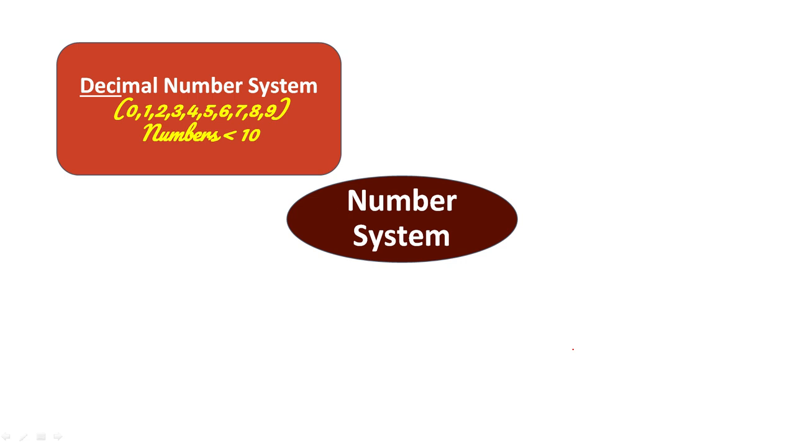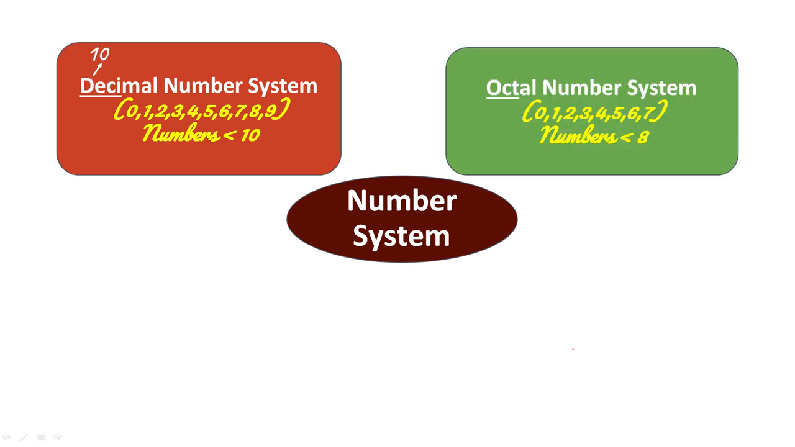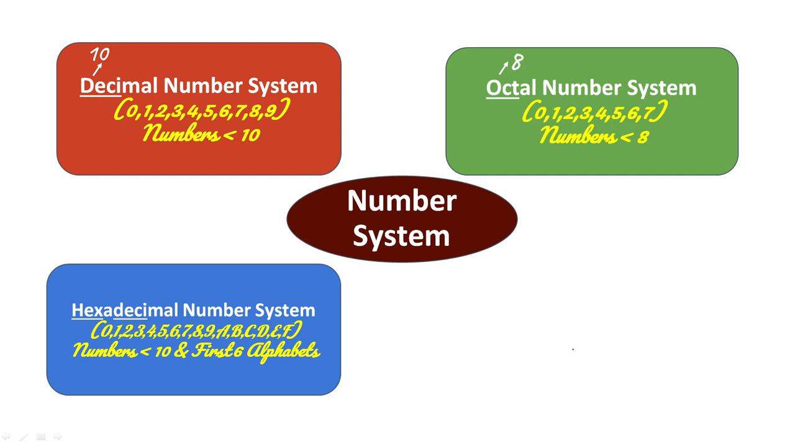Deci meaning 10 uses 10 symbols 0 to 9. The first 10 digits that are used in a decimal number system. The next number system that we are going to get familiar with is the octal number system. Octal number system will be using 8 symbols from 0 to 7.